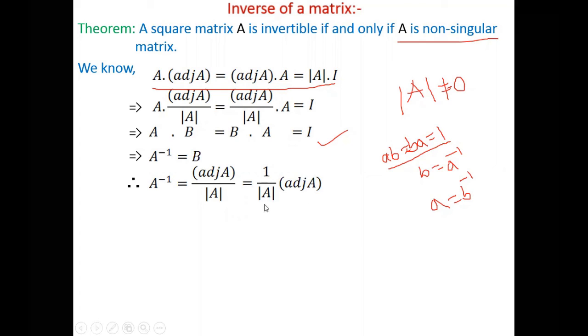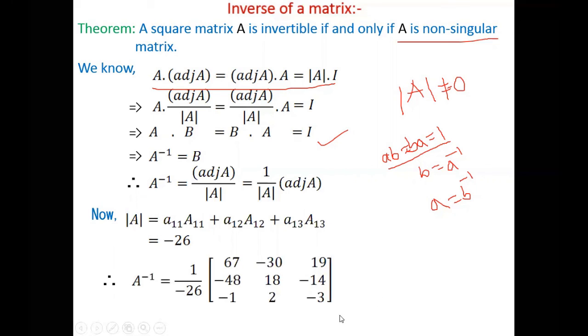Now let us find the inverse from the given example. We know determinant of A is equal to this formula for finding the determinant value. So substituting the values of A11 and the rest, ultimately we will have minus 26. Now we will substitute minus 26 here, and we have the adjoint A value from the last slide, right? So we will put this value. So ultimately this is our inverse matrix. Okay, thank you.